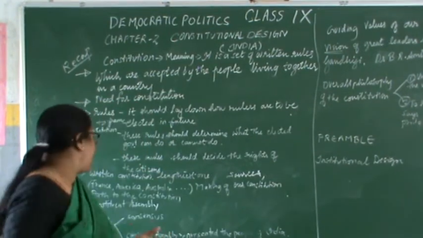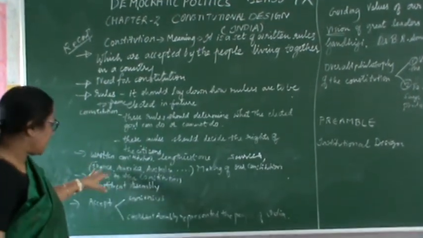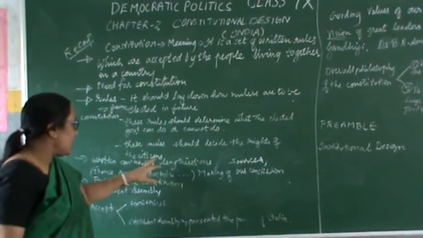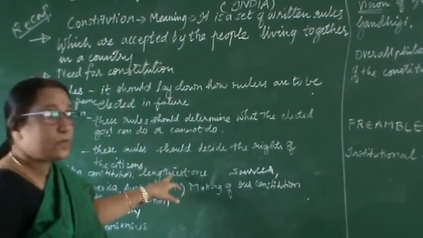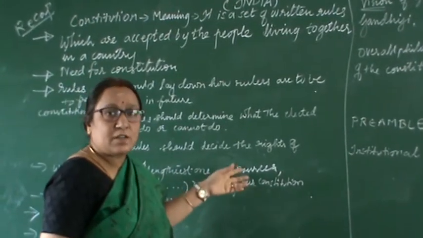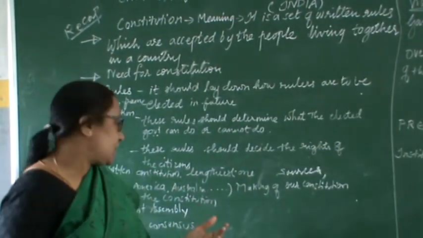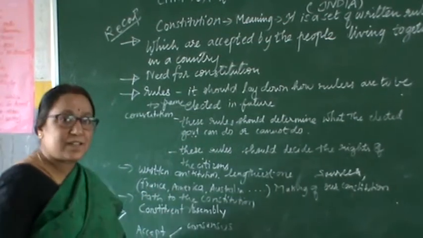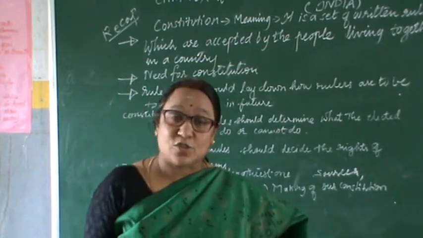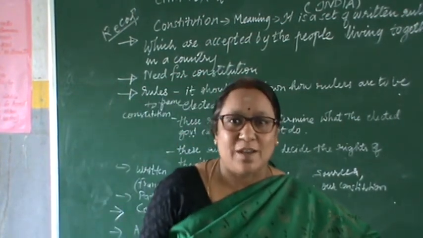Who are all the people who will be involved? India's Constitution, as I told, is a written Constitution, the lengthiest Constitution. We have Constitution makers. They referred to the Constitutions of other countries. They read, and there was a lot of deliberation. There was consensus among the Constitution makers as to how our Constitution is going to be.